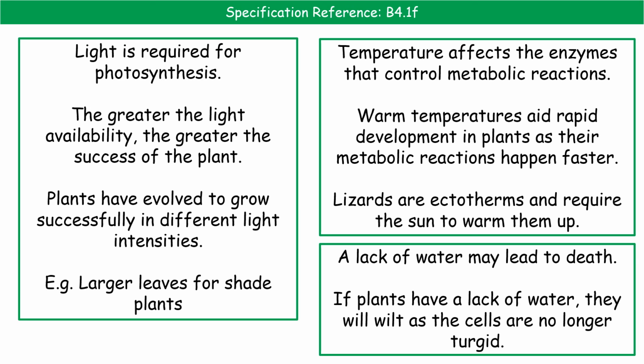So temperature will have an effect on the activity of things like those ectotherms. Third one, the amount of water. Lack of water is just going to lead to death. Think about our plants. If they've got a lack of water, they wilt. Reason for that, because the cells have lost their turgidity and therefore the whole thing kind of collapses.